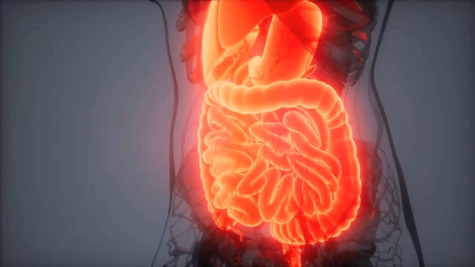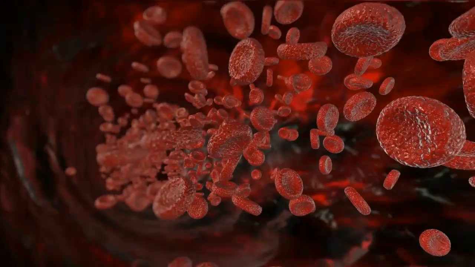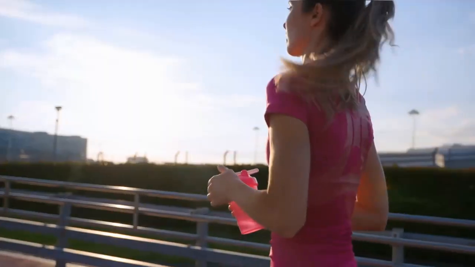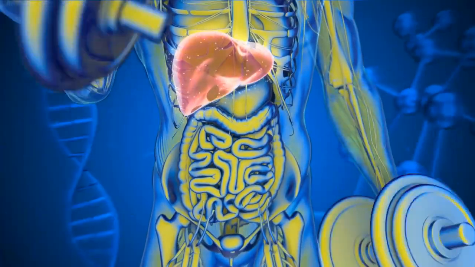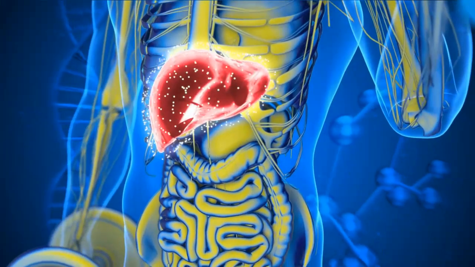It does this by assisting in the digestion of nutrients derived from food and drink, and by filtering potentially harmful substances from the blood. A normal amount of fat is found in a liver that is in good health. When it reaches between 5 and 10% of the weight of your liver, it starts to become a problem.